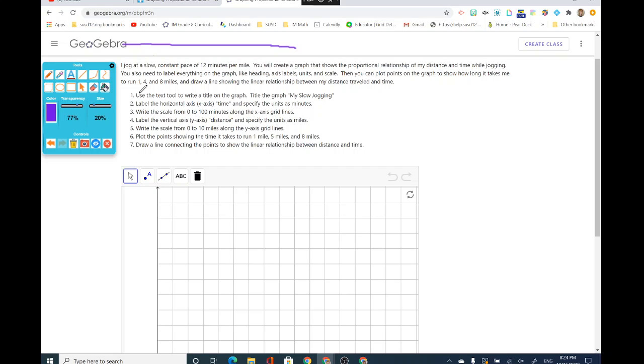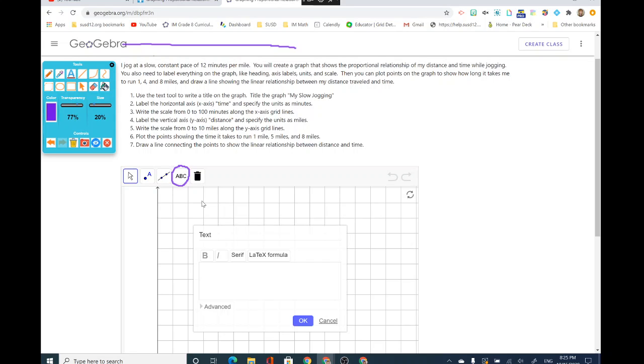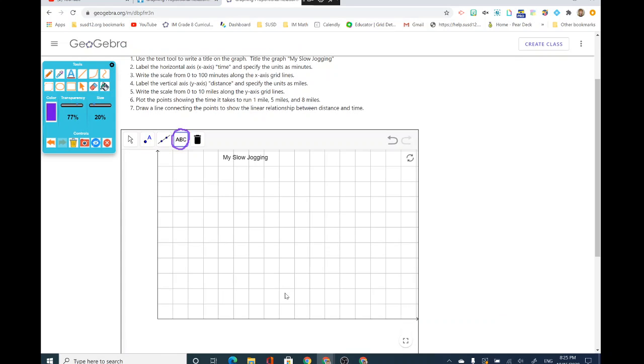Okay, number 1, use the text tool to write a title on the graph. Title the graph, My Slow Jogging. Okay, this is the text tool right here. Click that text tool. Title the graph, just like I said, My Slow Jogging. If you have another idea for this title, you can change it to what you want, but you have to have a title on your graph. My Slow Jogging.